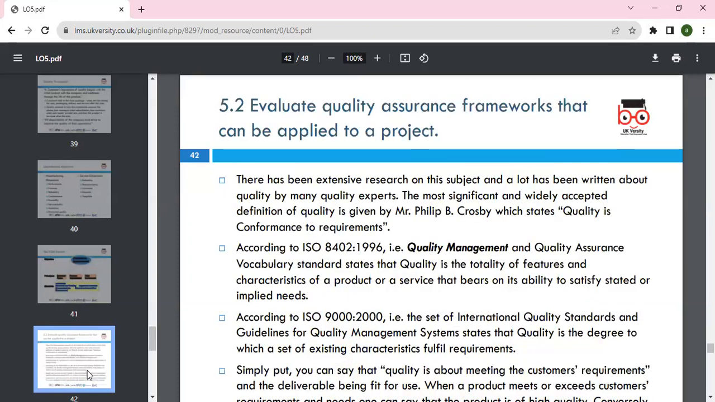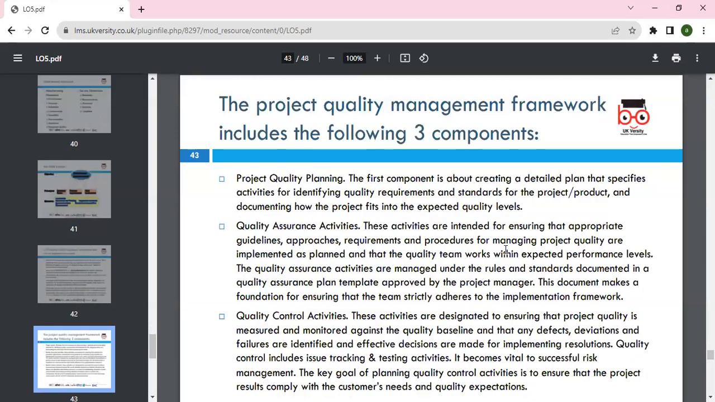Then 5.2 is to evaluate the quality assurance framework. It's all about the framework, which means you look at the quality standard, like ISO 9000, what you're saying, the same thing you're doing, and you have documentary evidence. You draw the bar and you look against it. SOP: the project quality management framework includes three components. Project quality planning, so plan what you're supposed to do. Quality assurance, do the activity to show what you planned, and control, where you take corrective action if needed.